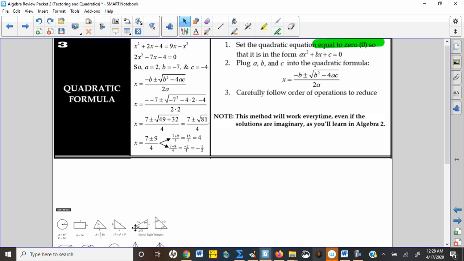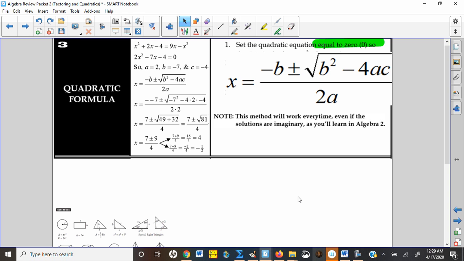So what I'm trying to establish here is that this quadratic formula will not be given to you. It's something you really have to work to memorize. It's important. It's one of the pinnacle things you learn in Algebra 1.